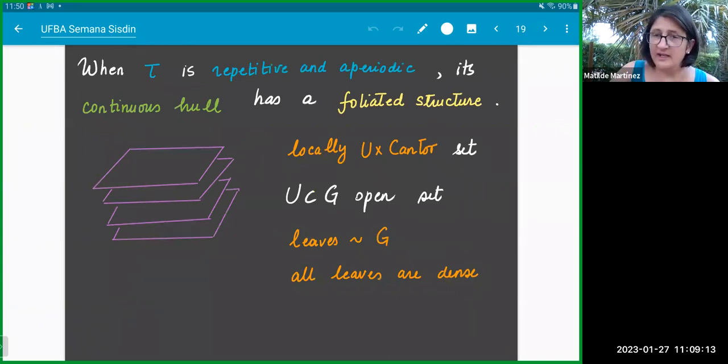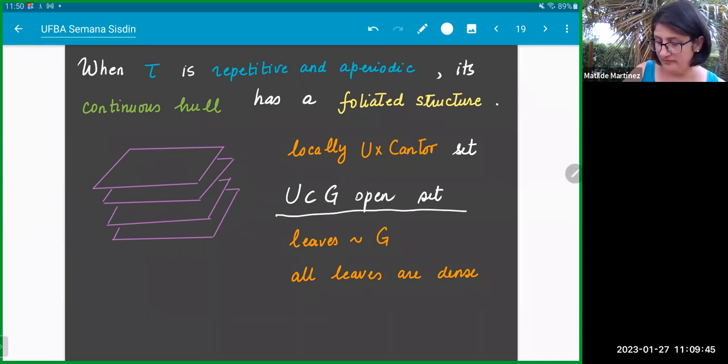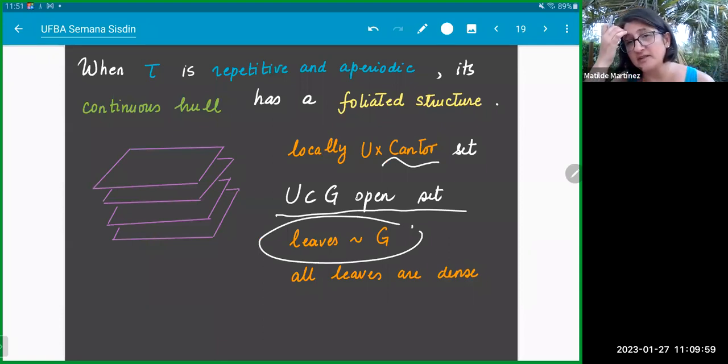So when the tiling is aperiodic, which means that it's not left invariant by any translation, but it's repetitive, which means that it looks very much the same everywhere, this means that the orbit doesn't close, but it has a lot of recurrence. So in this case, the closure of the orbit, the continuous hull, has the structure of a foliation, which is locally some open set on the group times a Cantor set. So the leaves of these foliations are isometric to G and homeomorphic and everything, because if the tiling is aperiodic, it has no symmetries, so there are no stabilizers for this action, and all the leaves are dense. This comes from the repetitiveness of the tiling.